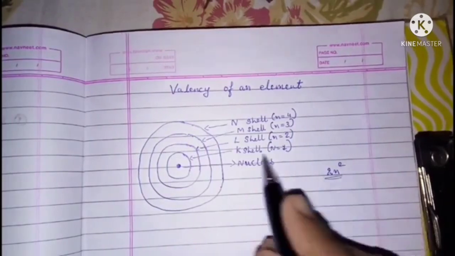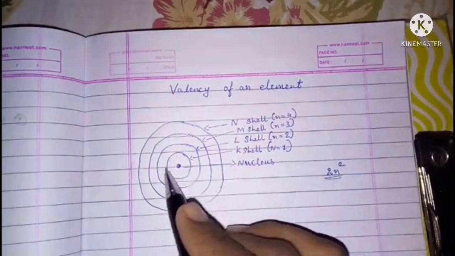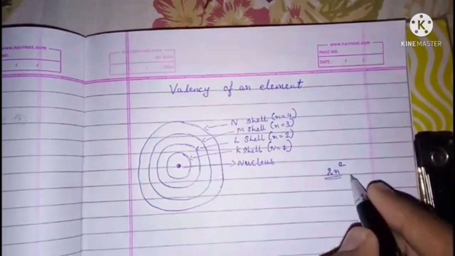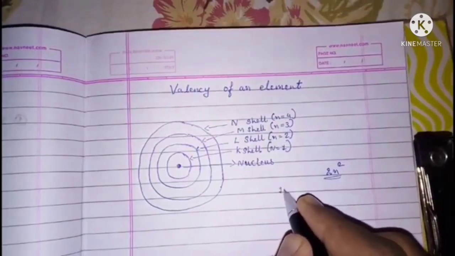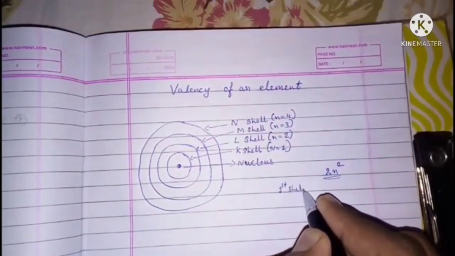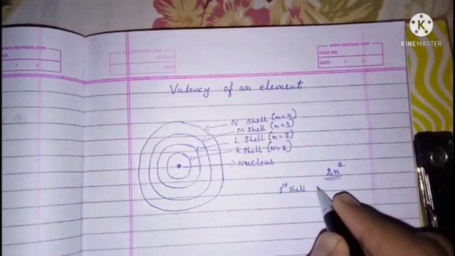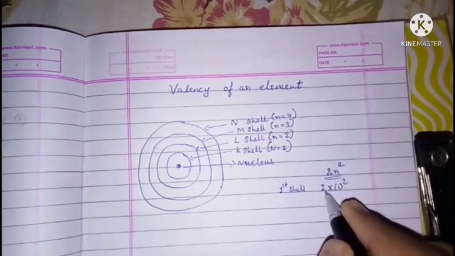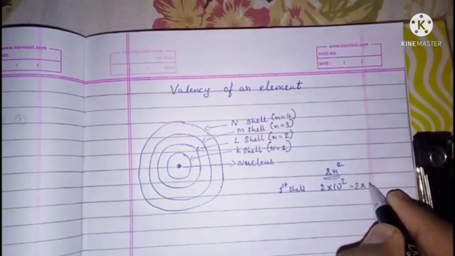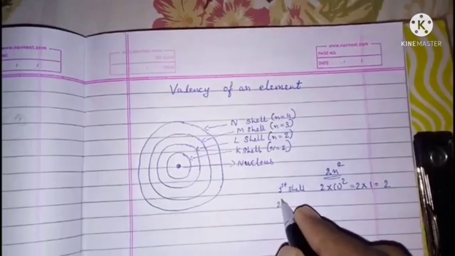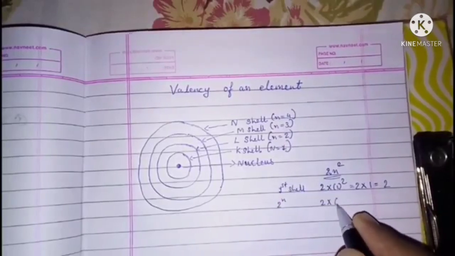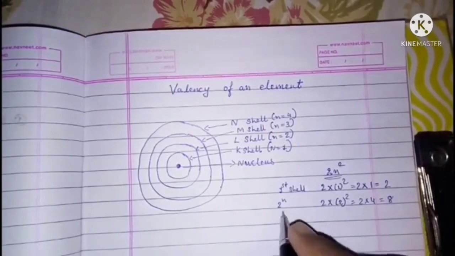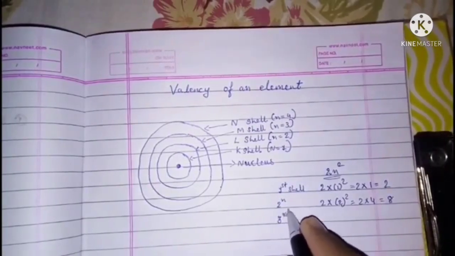How many electrons are there in each orbit? 2n square. In each orbit, 2n square electrons are there. Take the example of the first orbit. First orbit means K shell, that is n equal to 1. 2 into 1 square, you will get 2 electrons. What about the second shell or second orbit? n equal to 2, 2 square means 4, 4 2s are 8. 8 electrons are there in the second orbit.